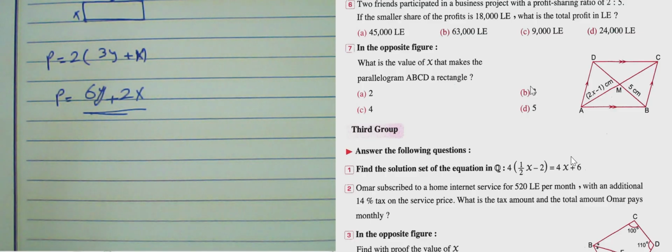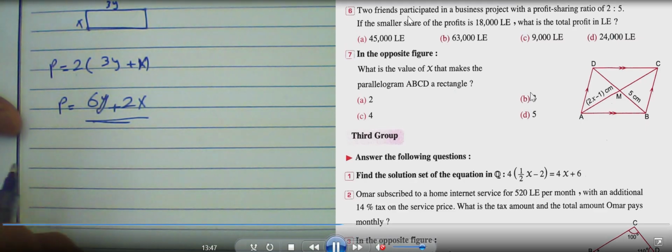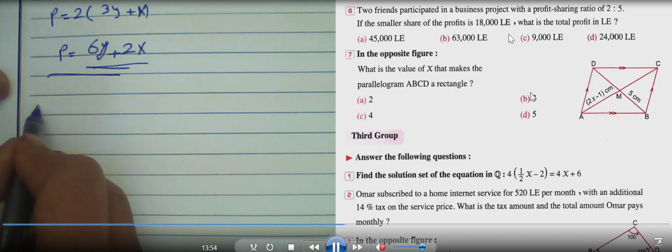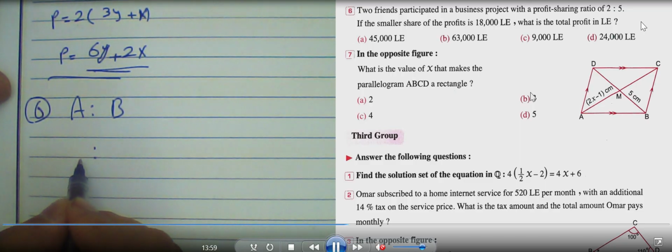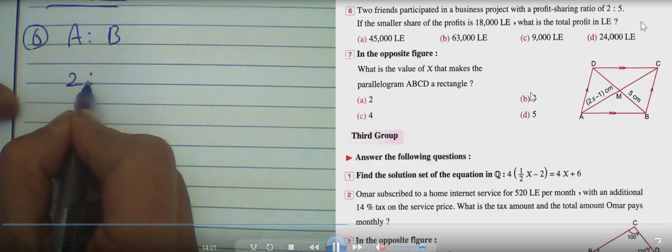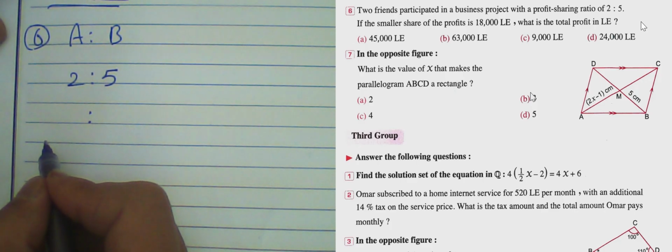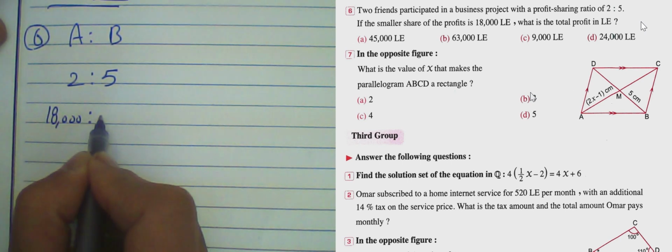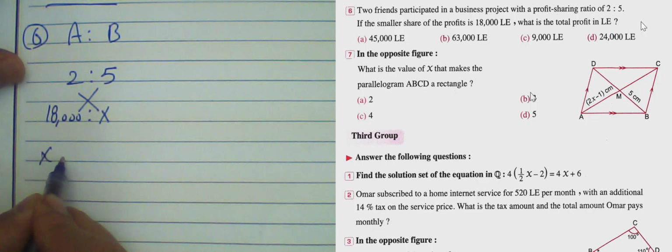This is question number 6. Two friends participated in a business project with a profit sharing ratio of 2 to 5. With the smaller share of the profits being 18,000, what is the total profit? We put A and B. A refers to the smaller profit, and B refers to the greater. The ratio between A and B, smaller and greater, is 2 to 5, and the smaller profit was 18,000. We want to find the total profit.